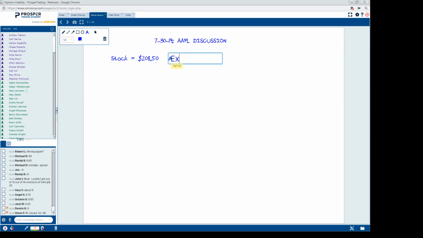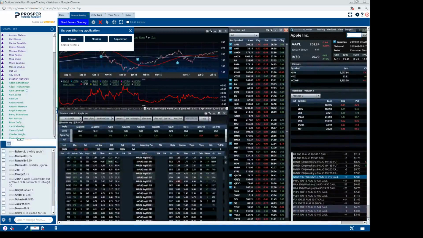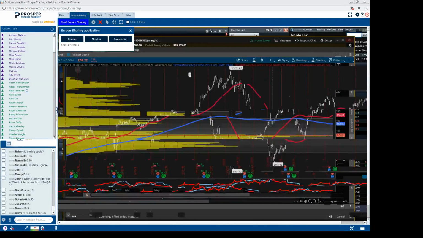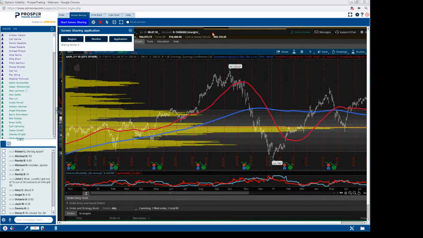Okay, I'm going to bring a chart in here in a moment. So we're looking at an expected range in Apple of 199.25 up to 217.75. Okay, anything of note in here? 199.25, 217.75.